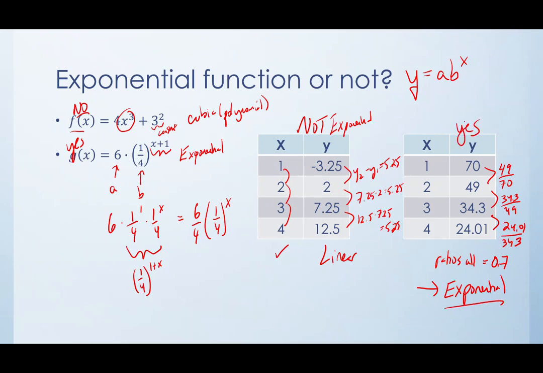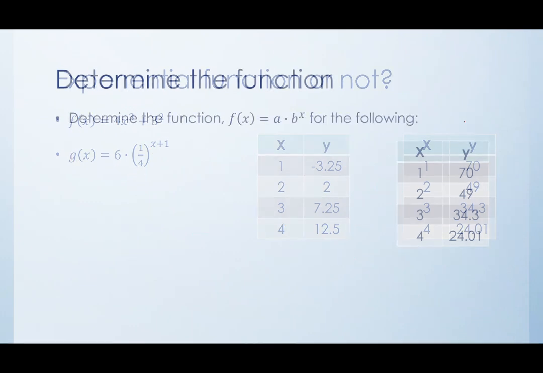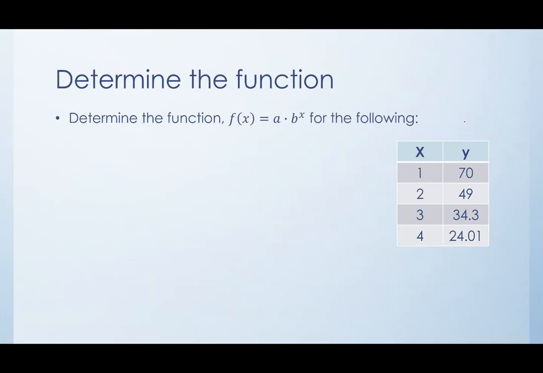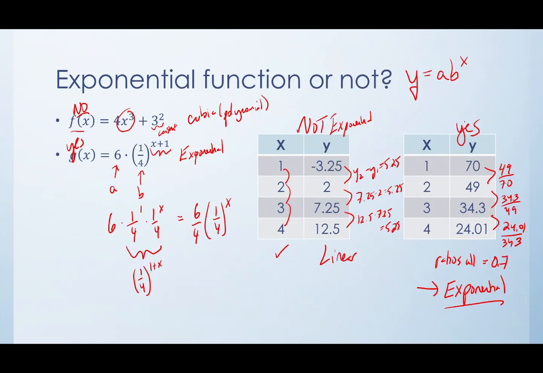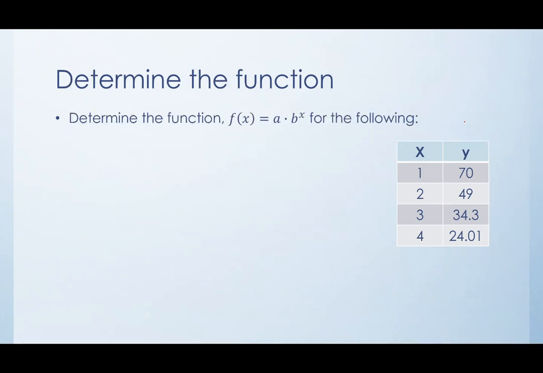So this is a yes, f of x is a no, g of x is a yes, and the other table was linear. All right, so here, this is the same function that we just figured out that the ratio was 0.7. So we've actually done half the work for this already.